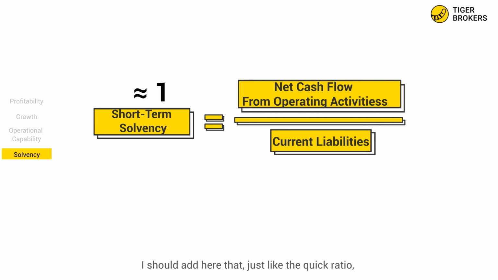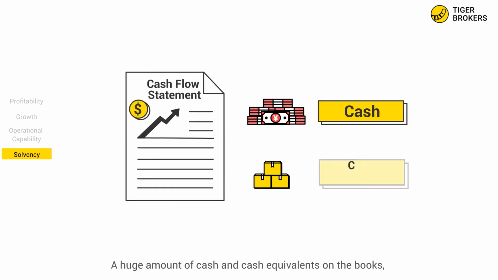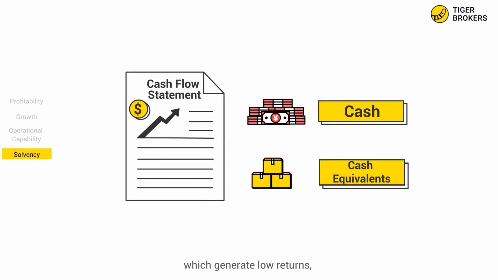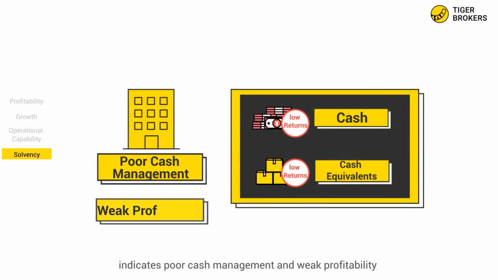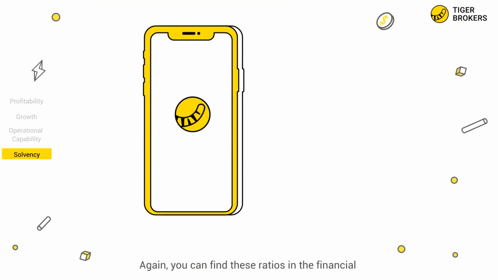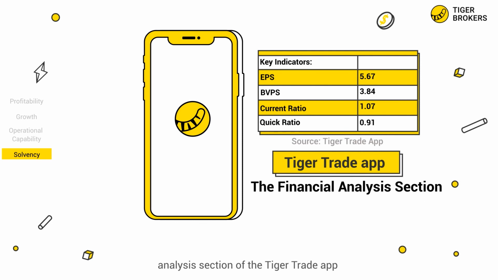I should add here that, just like the quick ratio, a higher short-term solvency ratio is not always better. A huge amount of cash and cash equivalents on the books, which generate low returns, indicates poor cash management and weak profitability. Again, you can find these ratios in the financial analysis section of the Tiger Trade app.